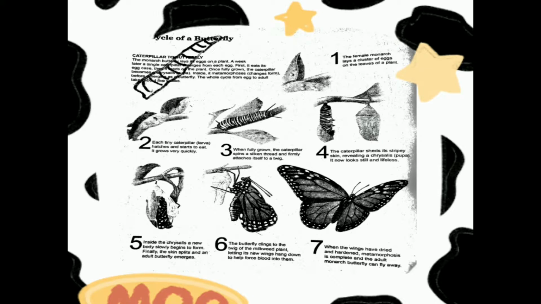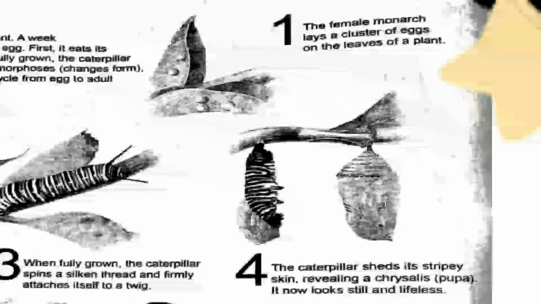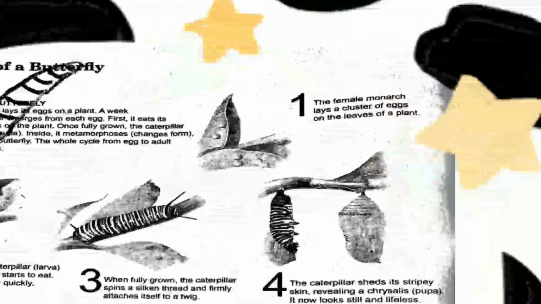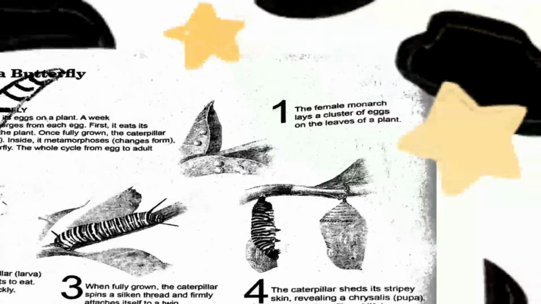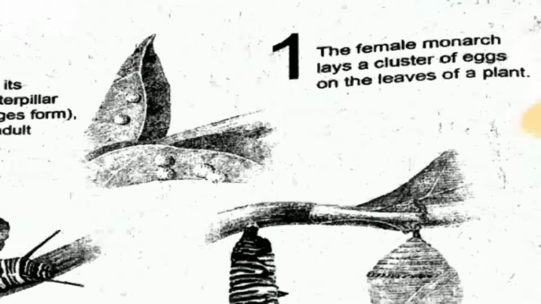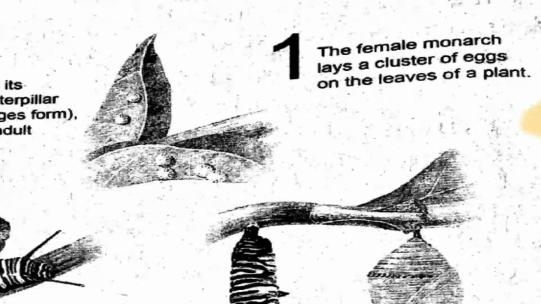This is a cycle of a butterfly. I-wide natin siya. The first one, pointer na lang gagamitin natin. The female monarch lays a cluster of eggs on the leaves of a plant. Yan yung mga eggs niya. Naglilay siya ng eggs. Nakikita niyo ba yung eggs? Yan siya, yung mga maliliit na dots.